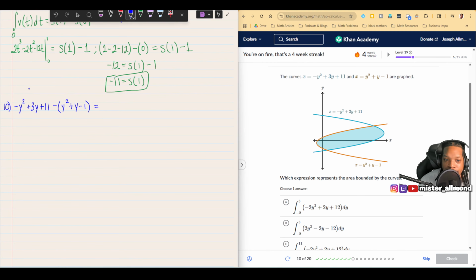Number 11. What is the area of the region between these two graphs? Okay. They're letting us use a calculator, but no, I'm not going to do that. Let's do it the right way. Let's set these two equations equal to each other so we can find their intersection points. So it's a curve and a line. Okay, so let's just solve this real quick.